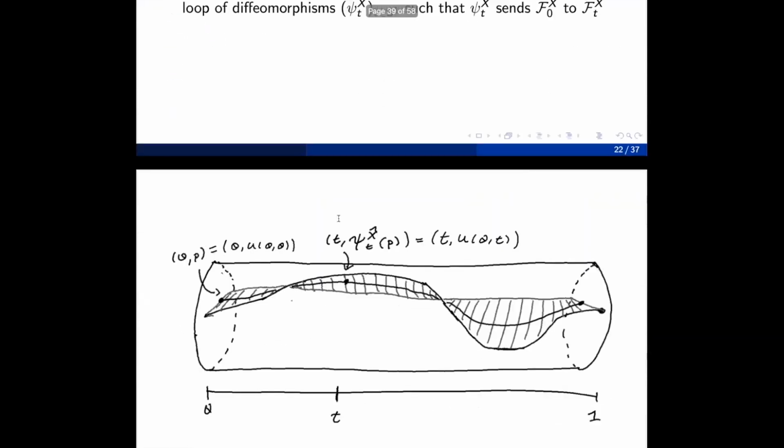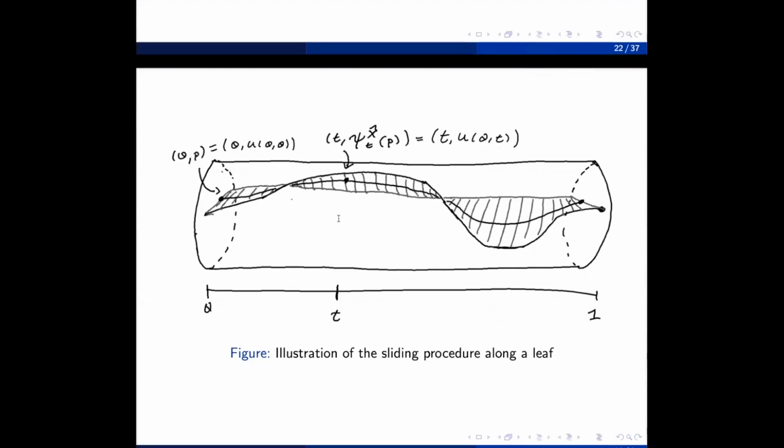Here is a picture that gives you some idea of what this sliding diffeomorphism does along a given leaf. I have a point p at the fiber over 0, and it passes through a unique leaf U_0, and I slide it along to time t. You can think of it as integrating the vector field tangent to these foliations.